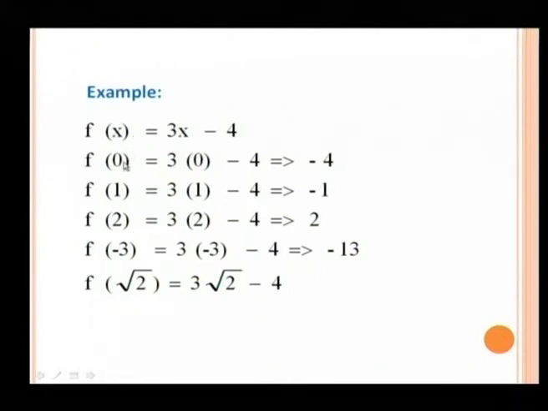For the first case, if we put x is equal to 0, the value of the function would become minus 4. For the second case, if we put x is equal to 1, the function value would become minus 1. For the third case, if we put x is equal to 2, the function value would become 2. For the fourth case, if we put x is equal to minus 3 in this function, the function value is minus 13. As in the last case, if we put x is equal to under root 2, the function value is 3 under root 2 minus 4.